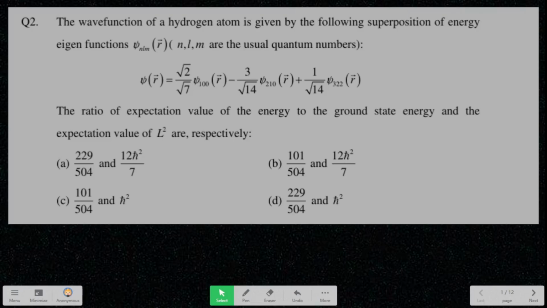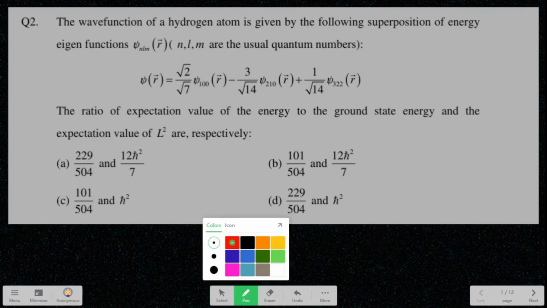Question from JEST 2016, where we are given a wave function of hydrogen atom which is a superposition of psi n L m, and we are asked to find the ratio of expectation value of energy to ground state energy, and also the expectation value of L square. So let's do this question.